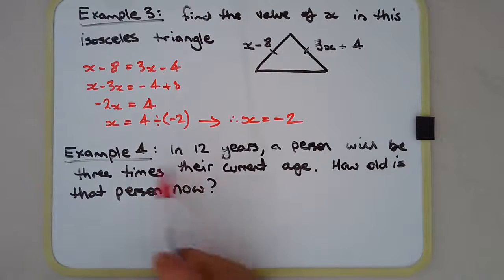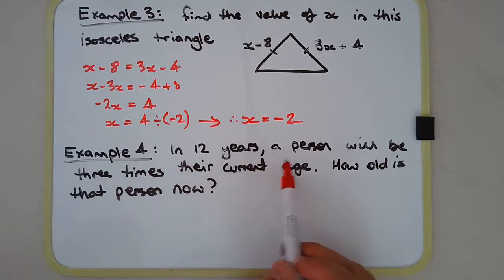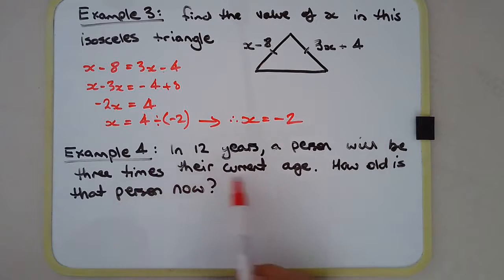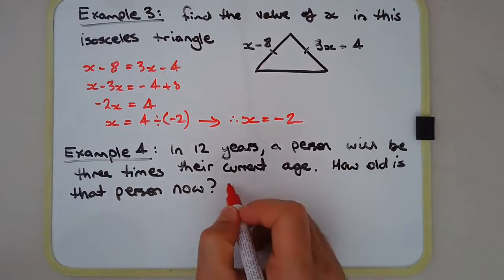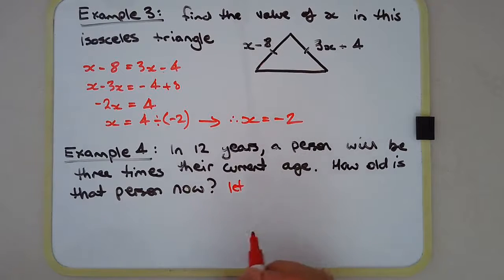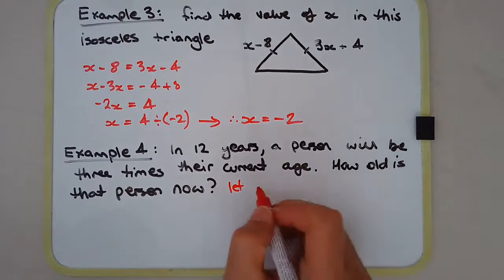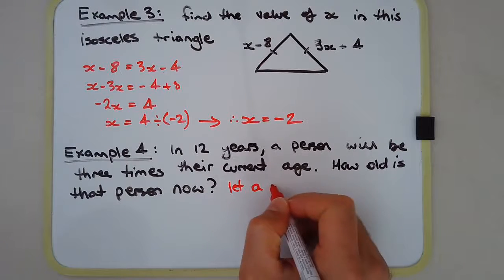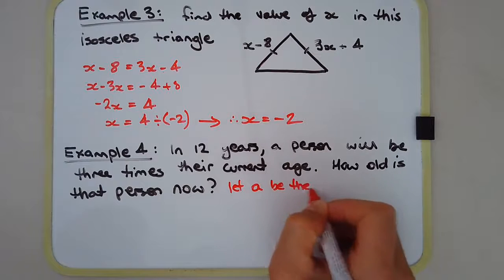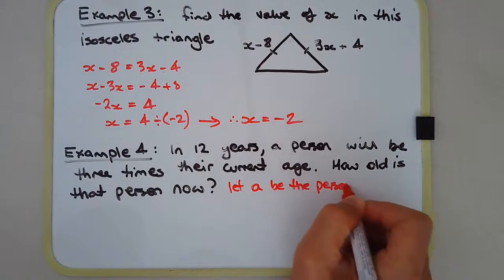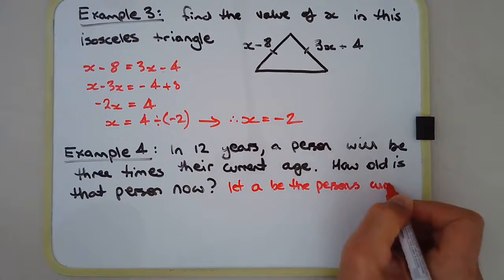Example number 4. In 12 years, a person will be 3 times their current age. How old is that person now? Why don't we let their current age be represented with the letter A for age. So let A be the person's current age.